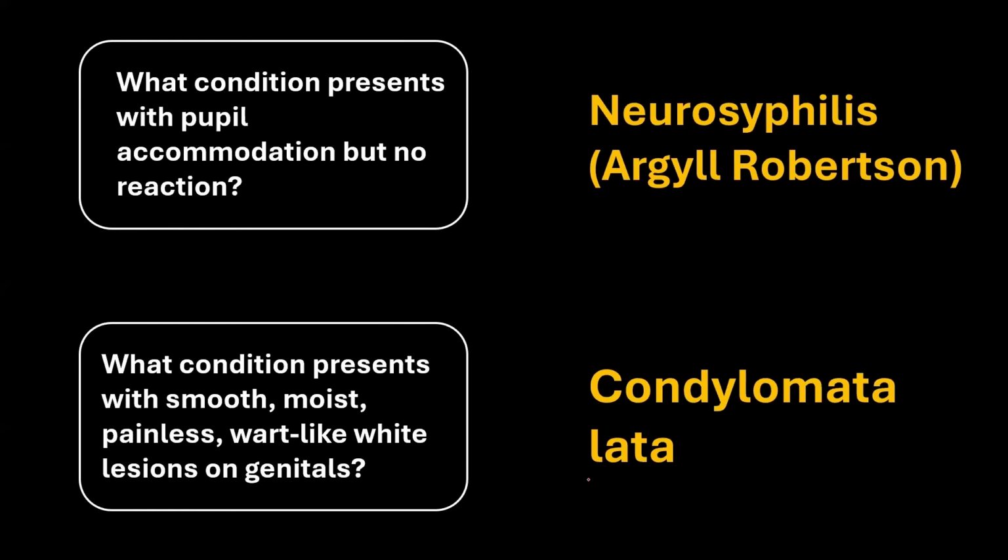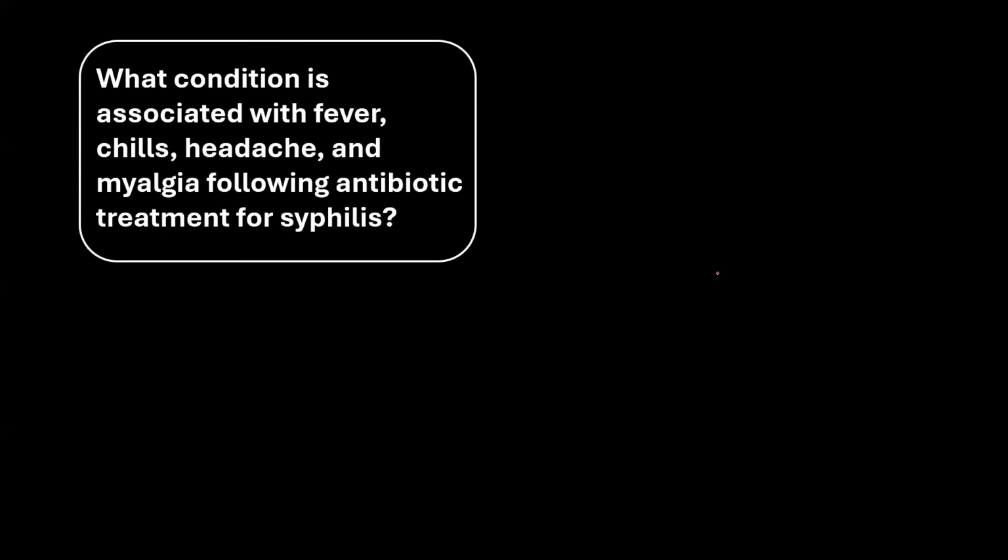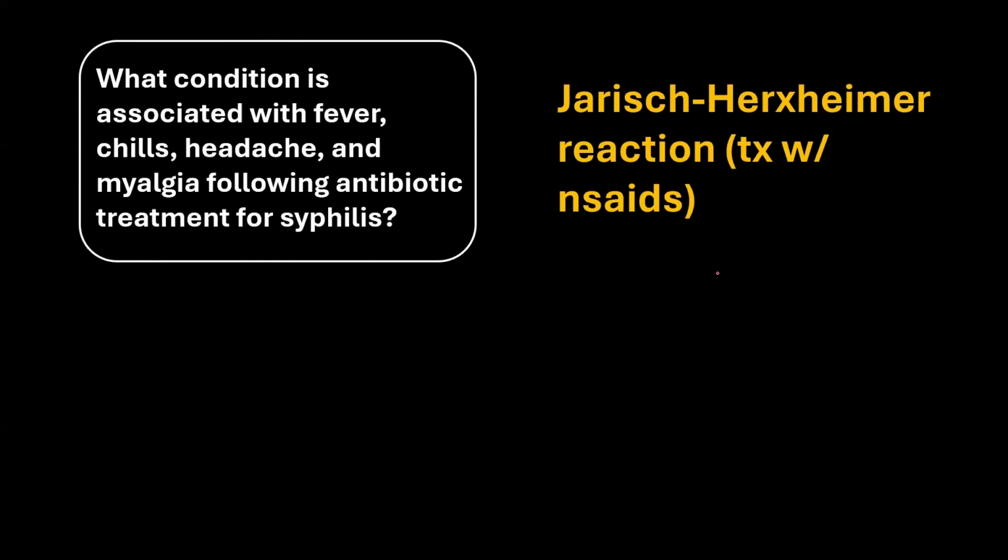Yeah, acuminata. What's acuminata caused by? Good. HPV. What strains of HPV? Yeah, 6 and 11. Perfect. Okay. What condition is associated with fever, chills, headache, and myalgia following antibiotic treatment for syphilis? Yeah, good. Jarisch-Herxheimer reaction. You treat it with NSAIDs.